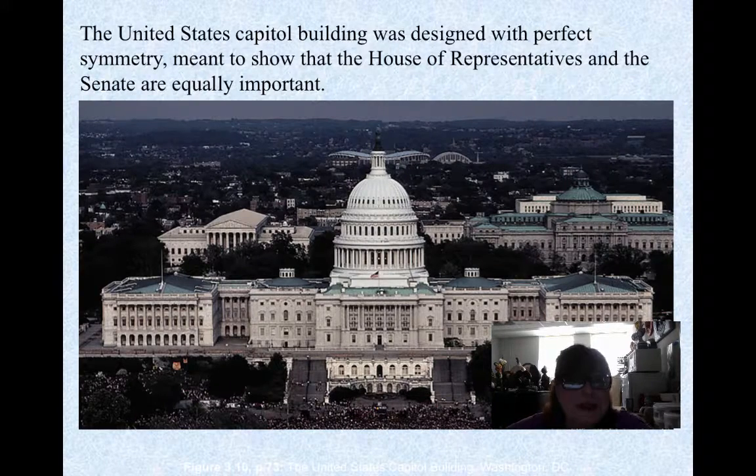So here's an example of perfect symmetry in the U.S. Capitol building, and it's meant to show on one side you have the part of the building where the House of Representatives would be, and on the other side where the Senate is, and it's meant to show that both sides are equally important.